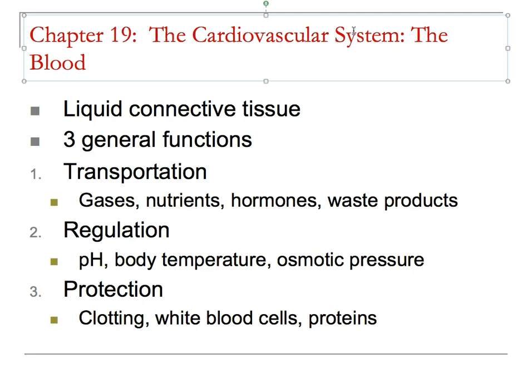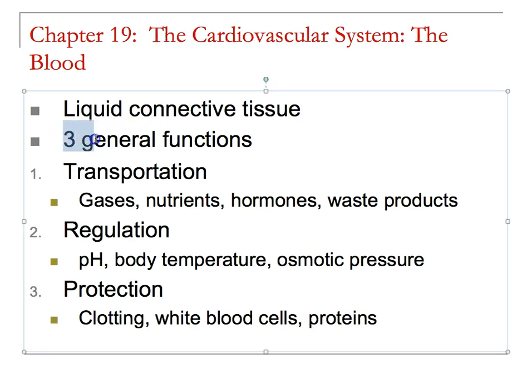And within the cardiovascular system, particularly inside Chapter 19, what is blood? The connective tissues that are liquid. Remember, connective tissue arises from mesoderm, and that means what we're actually talking about is what actually is the purpose of blood. And there are three general functions, right? So you can see here the three general functions: transportation, regulation, and protection.